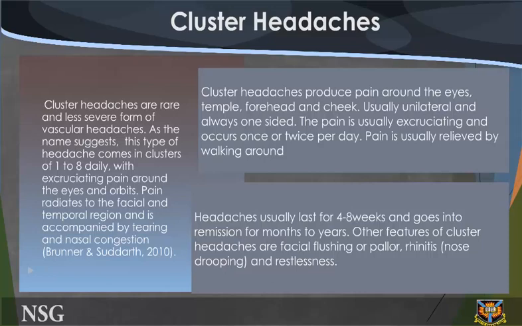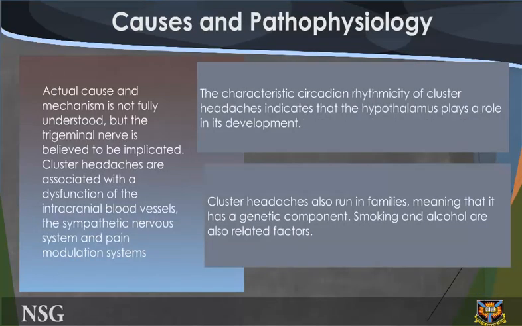Headaches usually last for 4 to 8 weeks and go into remission for months to years. Other features of cluster headaches are facial flushing or pallor, rhinitis, nose drooping, and restlessness. Causes and pathophysiology. The actual cause and mechanism is not fully understood, but the trigeminal nerve is believed to be implicated.